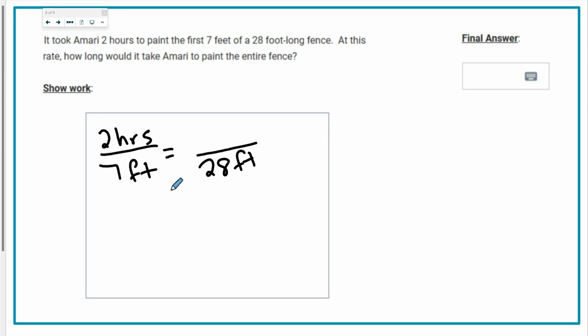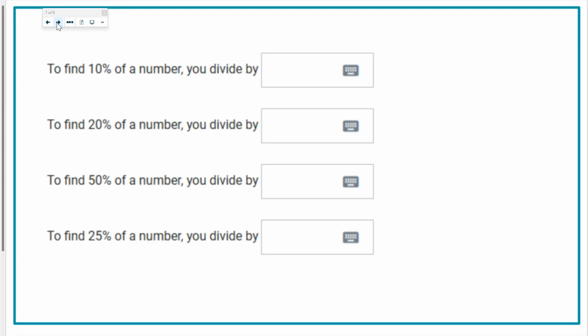If it takes 2 hours to paint 7 feet, we need to go from 7 to 28, which is correct. We have to multiply by 4. 2 times 4 gives us 8 hours. Again, if we multiply the feet by 4, you also have to multiply the hours by 4. 7 feet times 4 gives us 28 feet. 2 hours times 4 gives us 8 hours. All right, let's keep going.